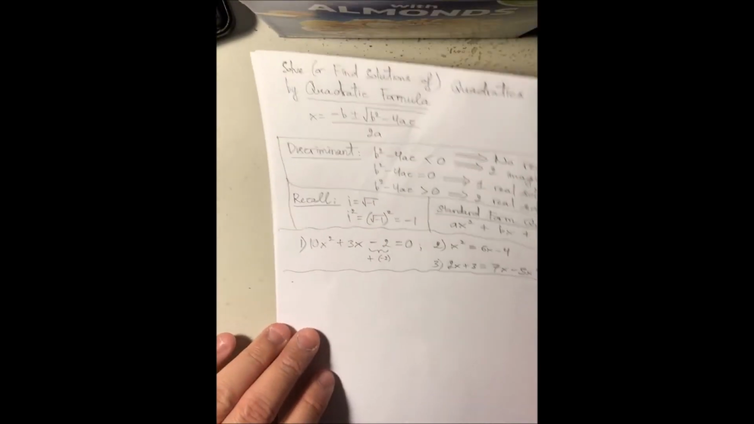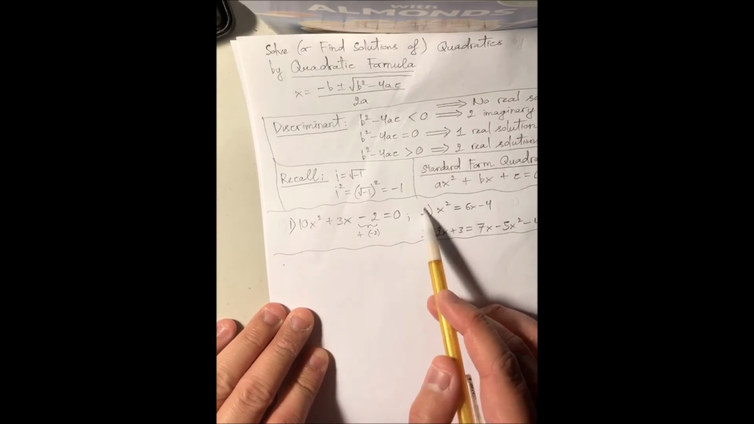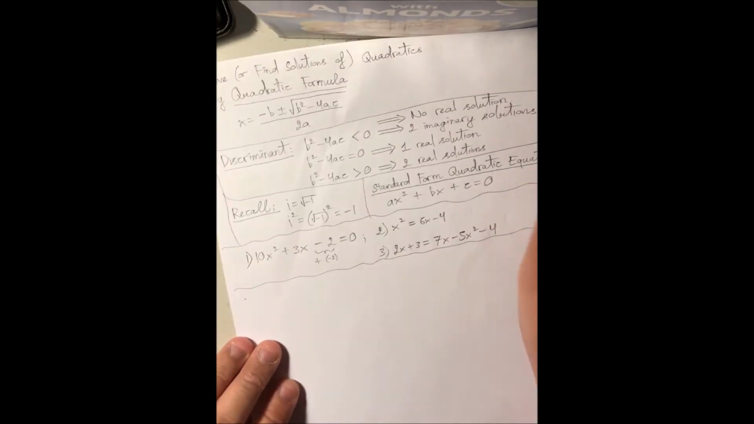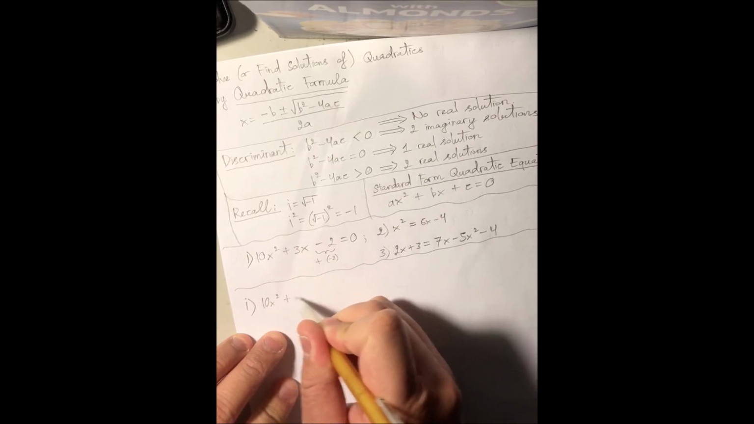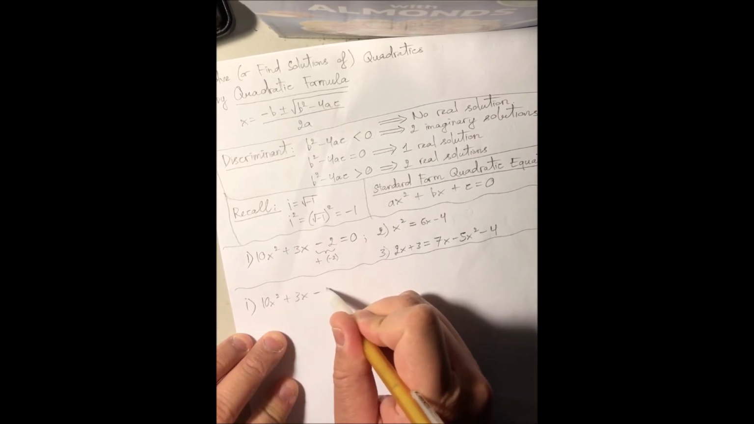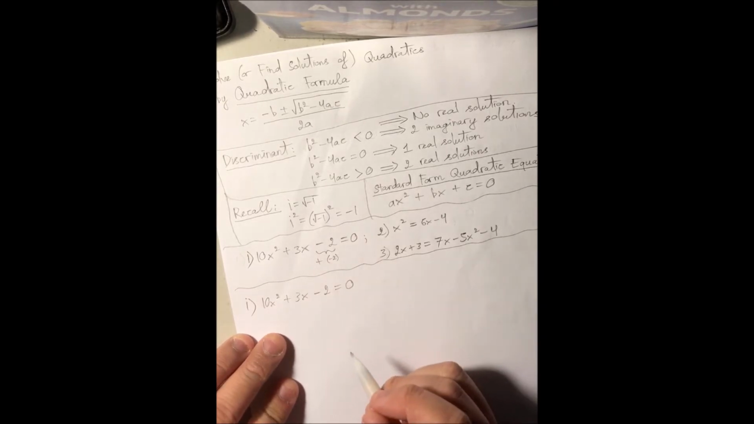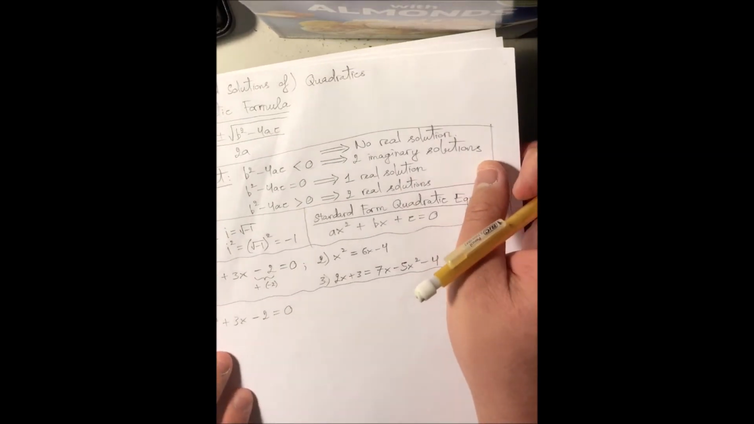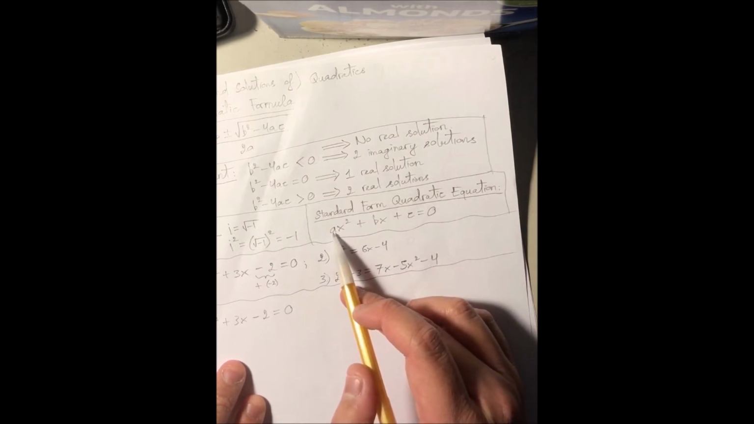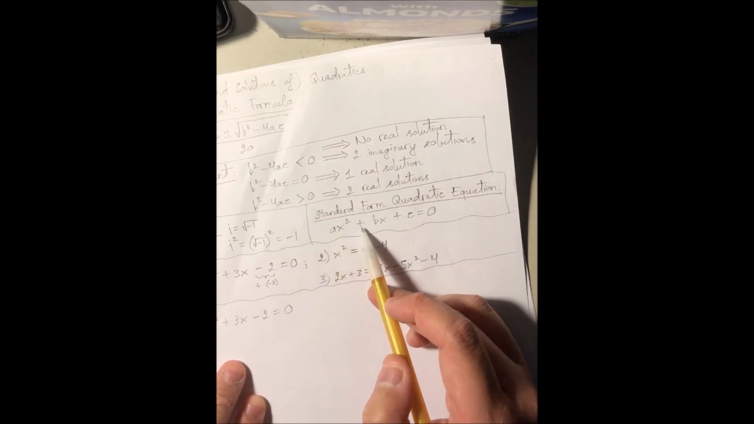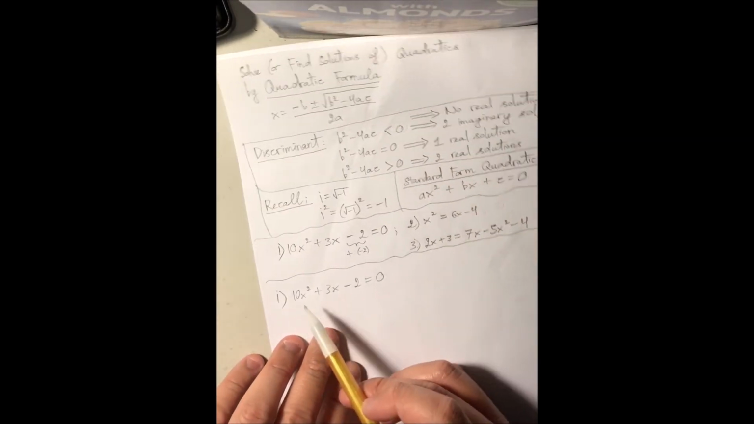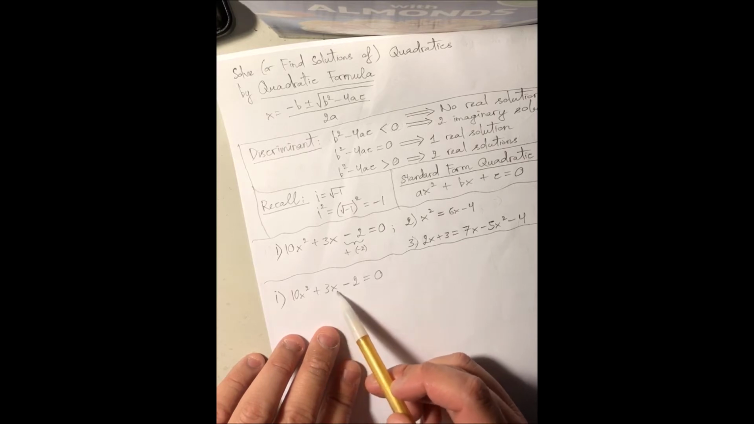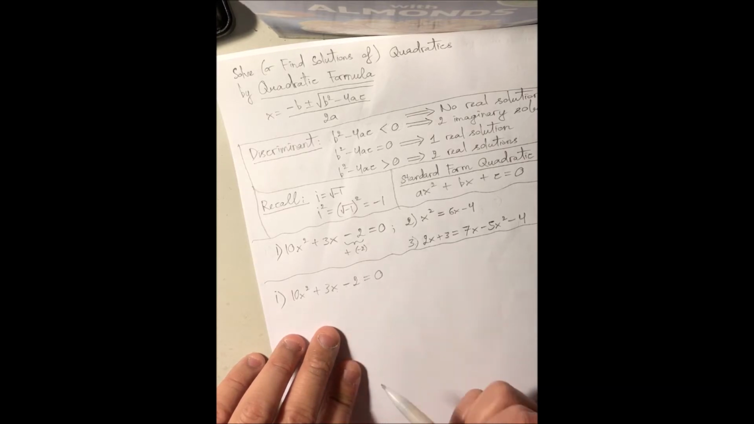All right, so let's get started. These are the three examples that we are going to go over. So let's start with example 1. In example 1, we have 10x squared plus 3x minus 2 equals 0. If we compare it to the standard form quadratic equation, we have ax squared plus bx plus c equals 0. But over here, we've got positive 10x squared plus 3x, but minus 2 equals 0.